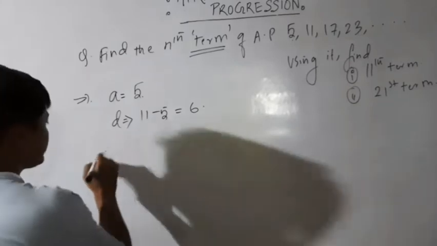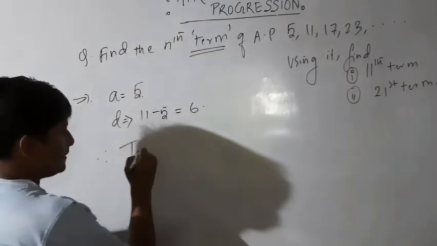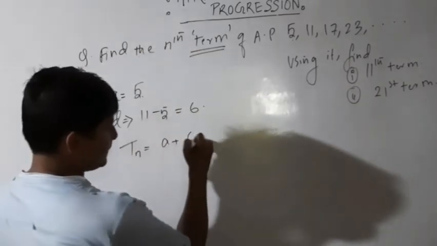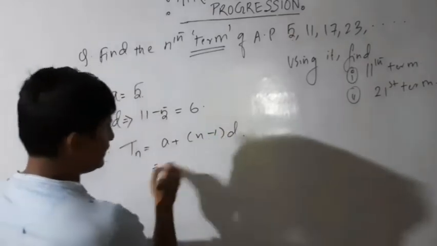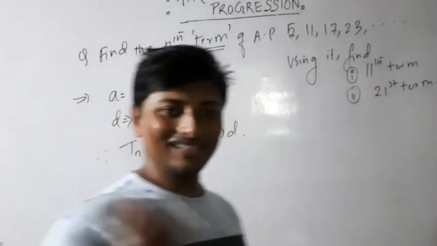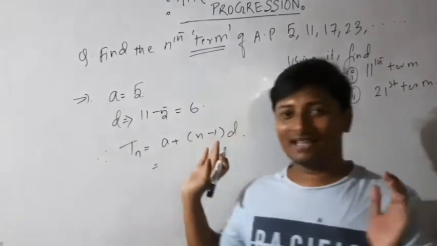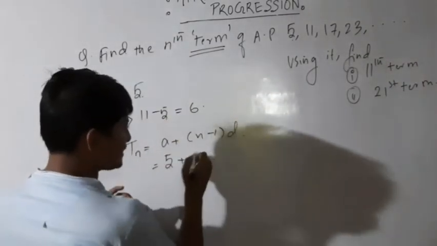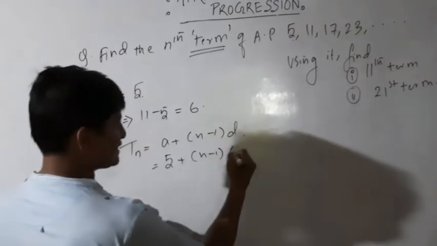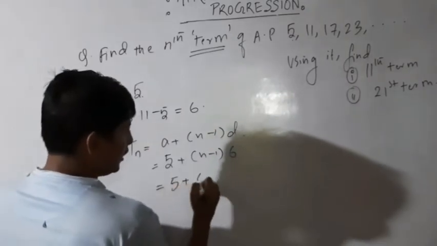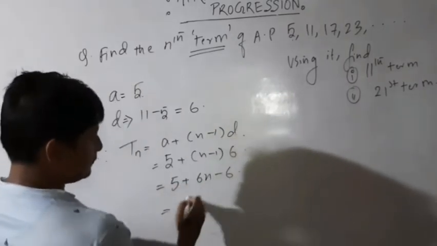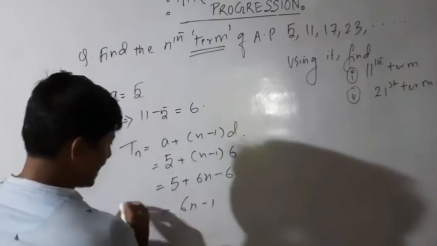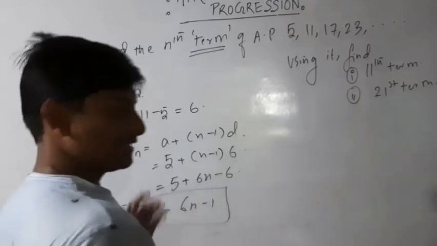Now, I have to find the nth term. So I will be applying this formula, Tn equals a plus n minus 1 into d. We just learned this formula, isn't it? Now you see, in place of a, I can write 5 plus n minus 1 into d. In place of d, I can write 6. So the answer will be 6n minus 1. So we found the nth term here.